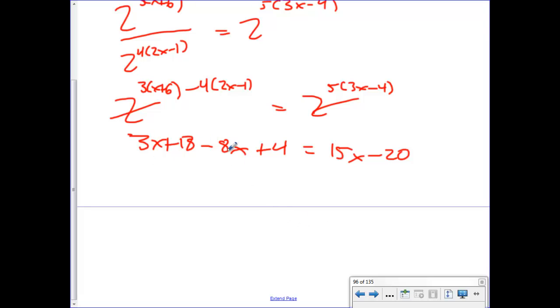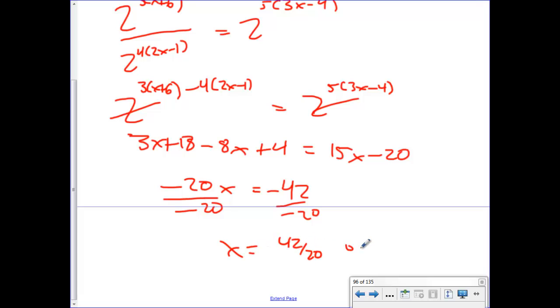Let's see, 3 minus 8 is minus 5, and if I subtract 15, I'm going to get minus 20x on this side. Right, minus 5, minus 20. And minus 20, that would make it minus 24. And then you're going to subtract 18 more. I got minus 42. And divide by minus 20. So x is 42 over 20, or 21 over 10.